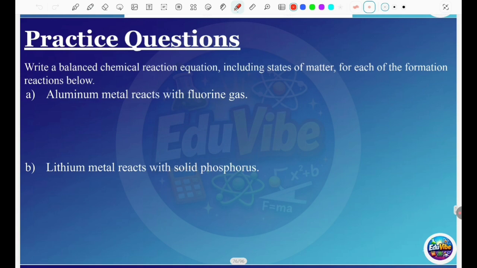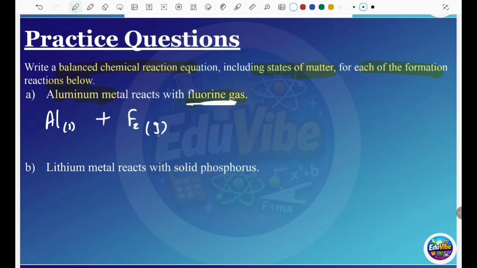The first question is about writing balanced chemical reactions, from the first topic about chemical reactions. We include the states of matter and the formation of the reactions below. The first one is aluminium metal reacts with fluorine gas. Aluminium is a metal, so we have aluminium as a solid. So aluminium solid reacts with fluorine gas. Fluorine is in the diatomic state, so F2, which is a gas.